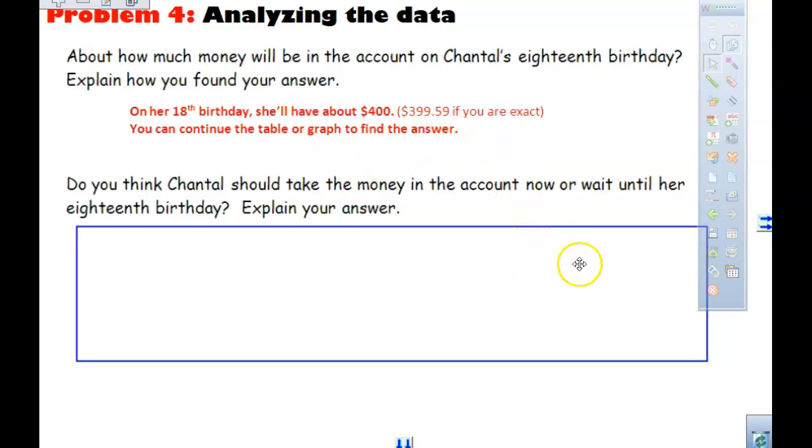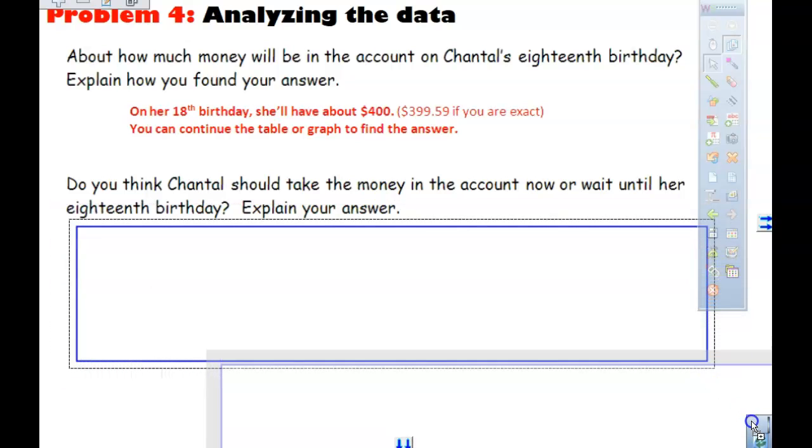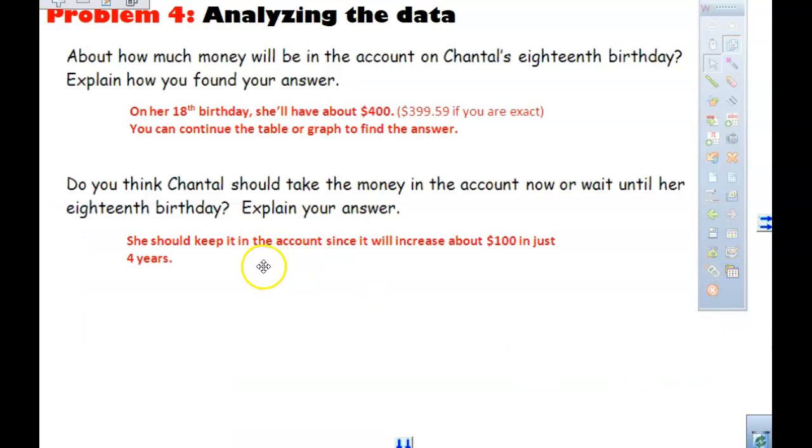It says, do you think Chantel should take the money in her account now or wait until her 18th birthday, and explain your answer? And again, this would not matter. Maybe you need the money now at 14 that you don't need at 18, but it would be quite a bit more. So probably to keep it in because it is going to increase quite a bit in 4 years. Again, if you need to pause the video, make sure you do so. We are going to continue with the notes on Unit I11, so you'll fill those in also today.